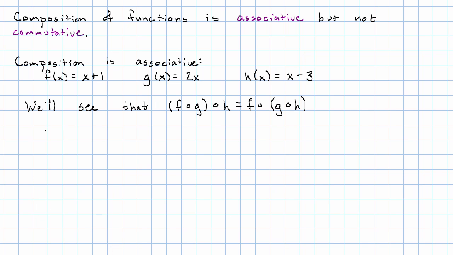So let's see, f composed with g of x, that'll be f of g of x. g of x, that's just 2x, so f of 2x. So that'll be, f is the function that takes its input, 2x in this case, and adds 1. So f composed with g of x, that's 2x plus 1.